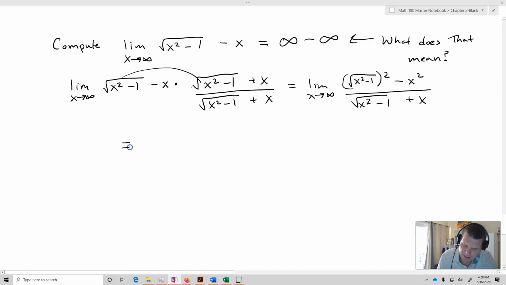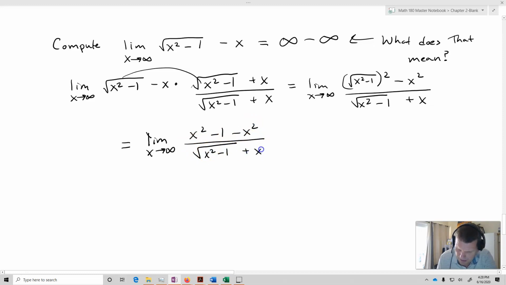And then this is going to equal the limit as x approaches infinity of (x squared minus 1 minus x squared) over the square root of x squared minus 1 plus x. Now what we want to notice is this is now the limit as x approaches infinity of negative 1 over the square root of x squared minus 1 plus x.